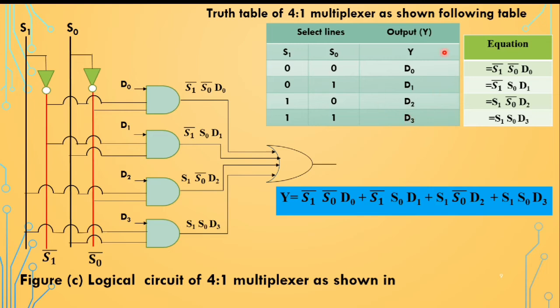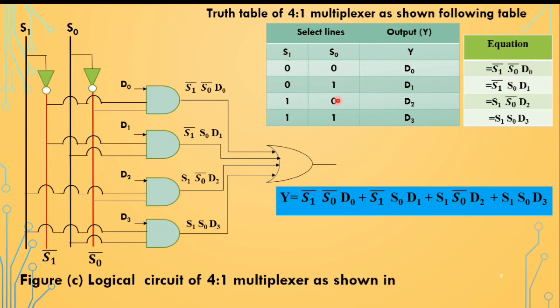So here we just want to memorize this output. Where you see 0, you consider it as S1 bar. Here is also 0, so that is S0 bar. Here is the 0, so that is S1 bar. Here is the 1, so that's why we consider S0, only S0, and D1 is as it is. Here is also D0 as it is.